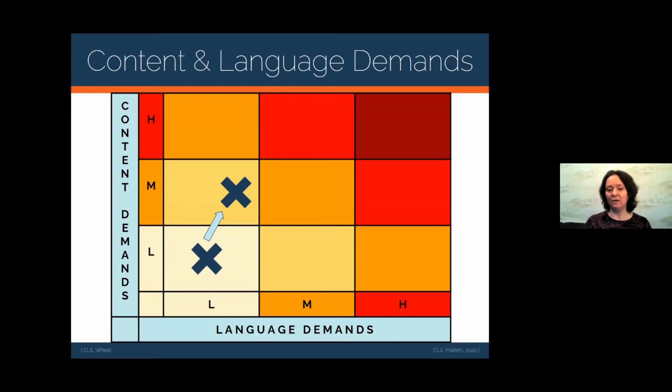up with the language. I decided not to put this second cross in the medium language demands, because we are still using the same language that the students know. The only difference is the word hypothesizing or hypothesis. So a little bit up, but not too much.